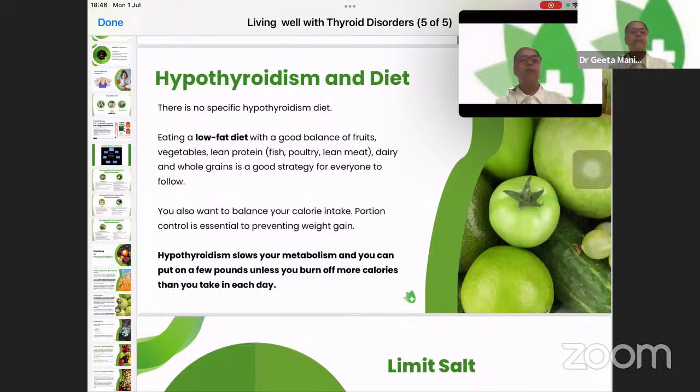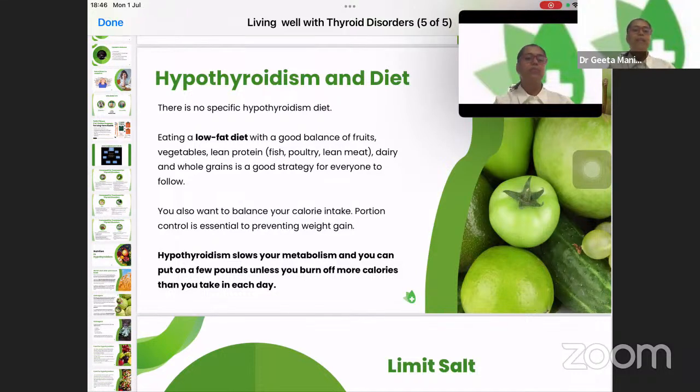Hypothyroidism and diet. There is no specific hypothyroidism diet. Just a low fat diet, which is good for obesity, will help with your hypothyroidism as well, except that you have to avoid goitrogens, the foods which are highly goitrogenic. Eating a low fat diet with a good balance of fruits, vegetables, lean protein, dairy, and whole grain is a good strategy for everyone to follow.